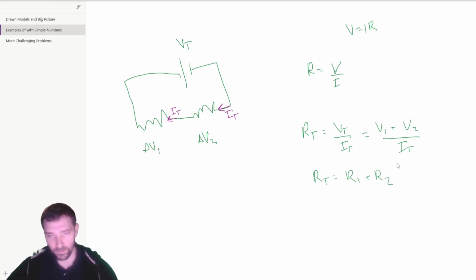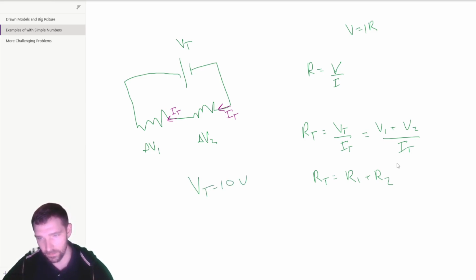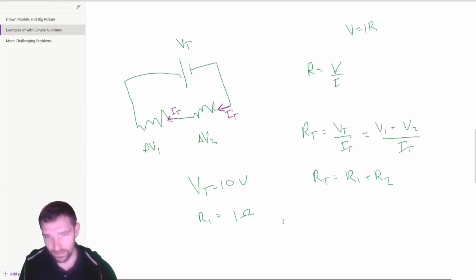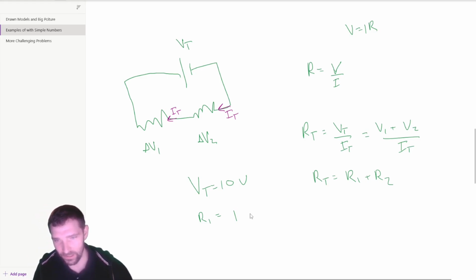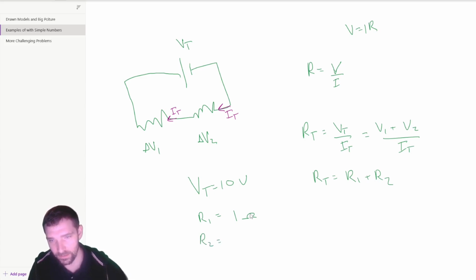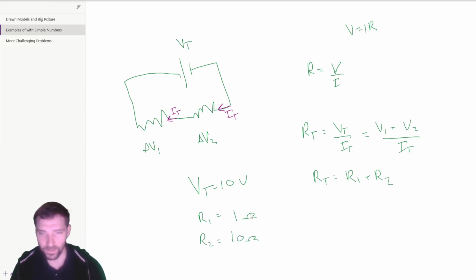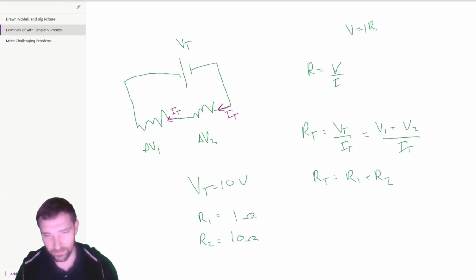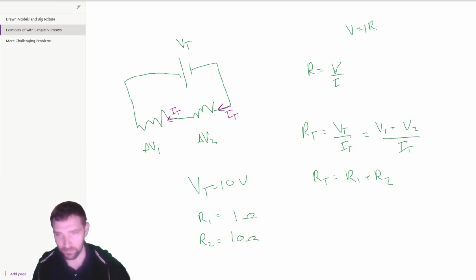So if we throw in some numbers, say that we've got VT equal to 10 volts, and let's say that R1 is equal to 1, no, that's not the unit. What's the unit of R? Amperes for current, and no, I think it is ohms for resistance, yeah. And then R2 is, let's do 10 ohms right there. So R2 is a slightly bigger resistance, so you should expect a bigger voltage jump there appropriately.